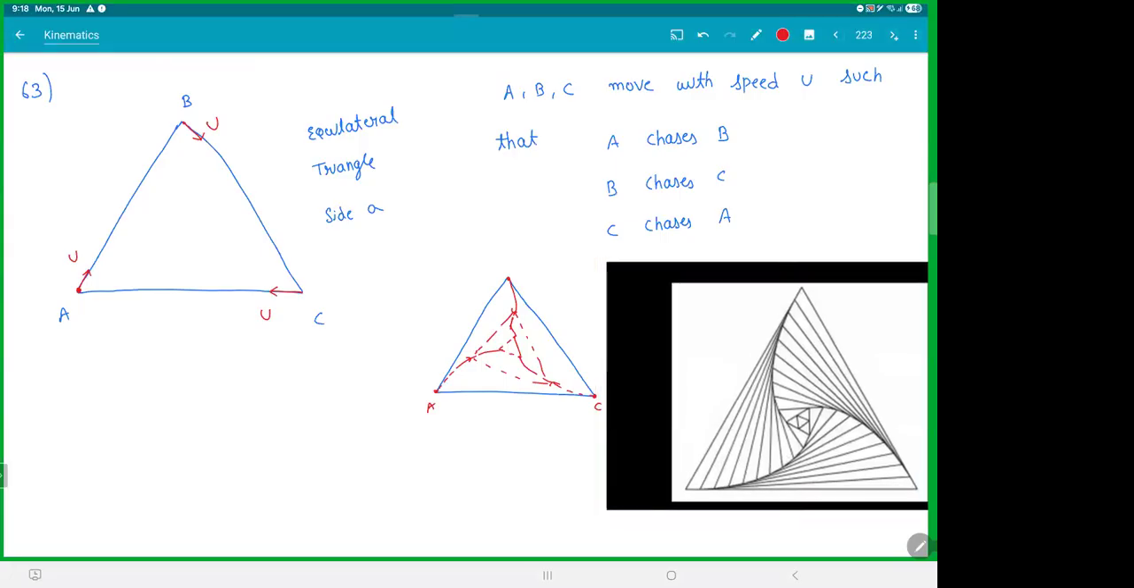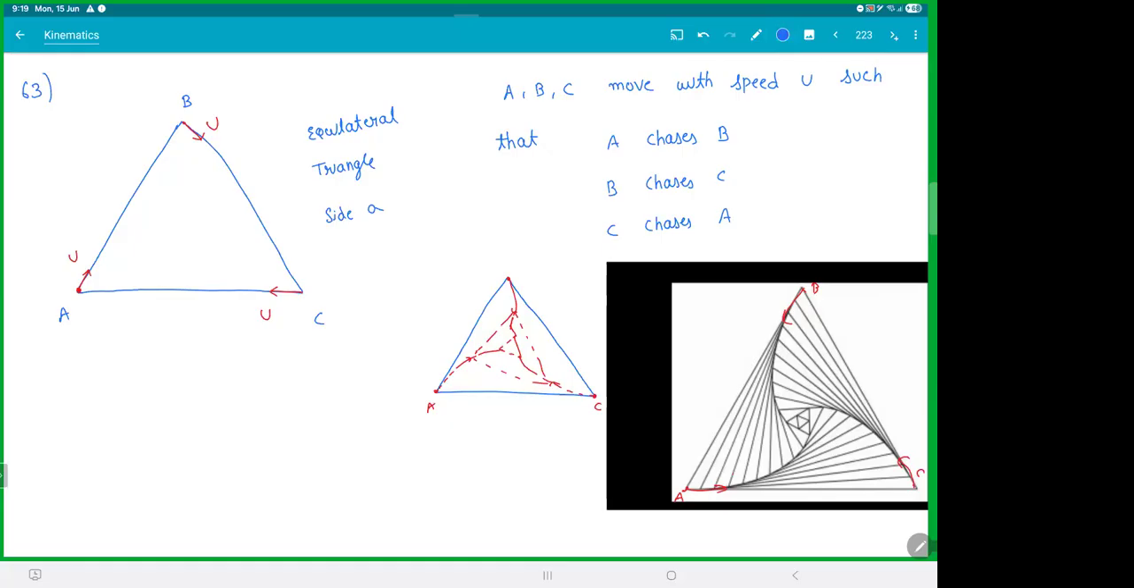Can you see how the trajectory looks? That is how the path will look. Here the ABC velocities are in reverse. A is going this way, B is going this way, and C is going this way. Because B is chasing A, C is chasing B, and A is chasing C, they're continuously rotating. This is how the paths will look. I hope everyone understood what I mean by chasing.